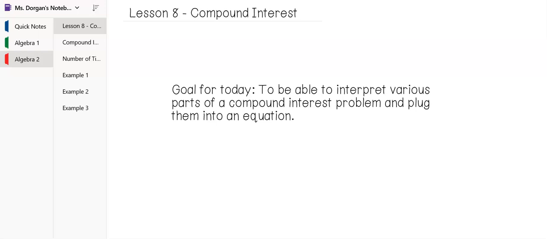All right, guys, so we are moving on to our next lesson, which has to do with compound interest. So our goal for today is to be able to interpret various parts of a compound interest problem and plug them into an equation. So this is going to look very similar to what we did with the exponential decay and exponential growth functions. The steps are kind of the same in terms of picking things out of the problem, labeling them on the side, and then plugging them into an equation. However, now we're talking about interest.